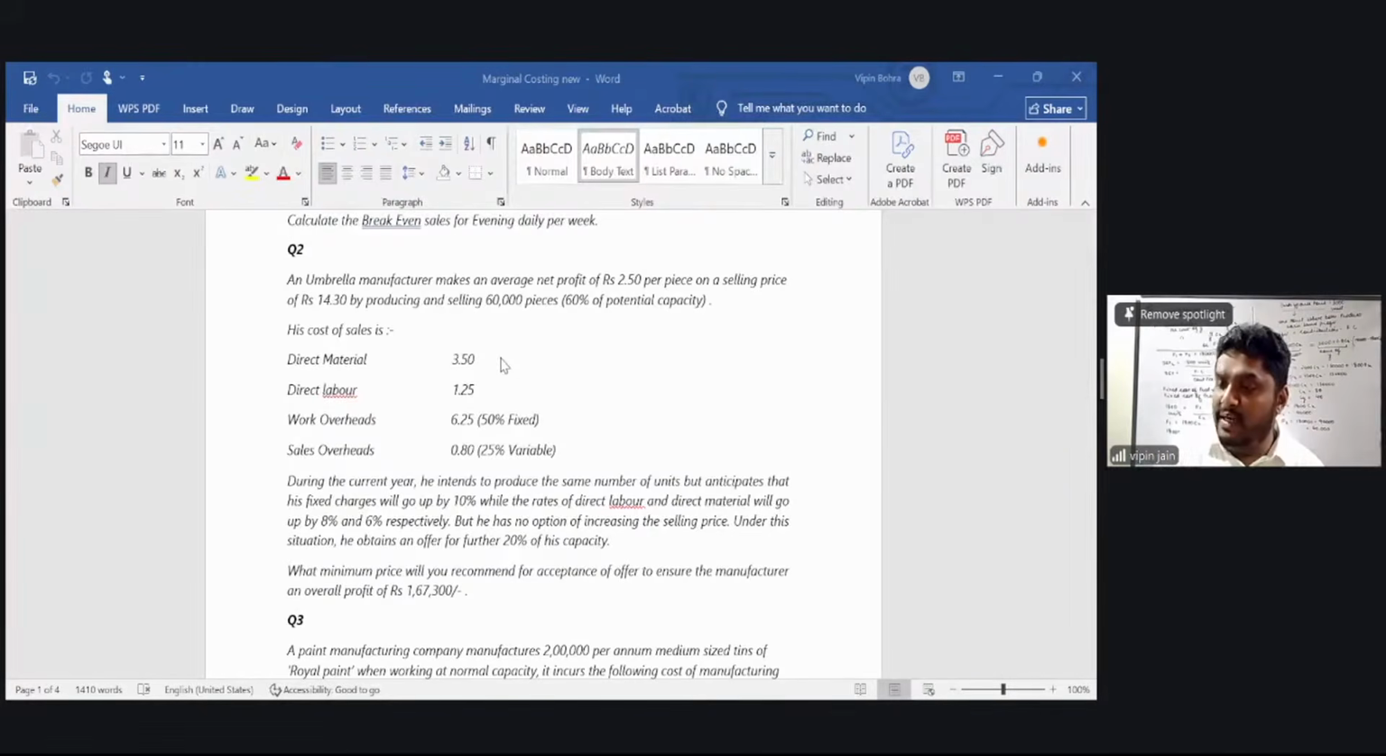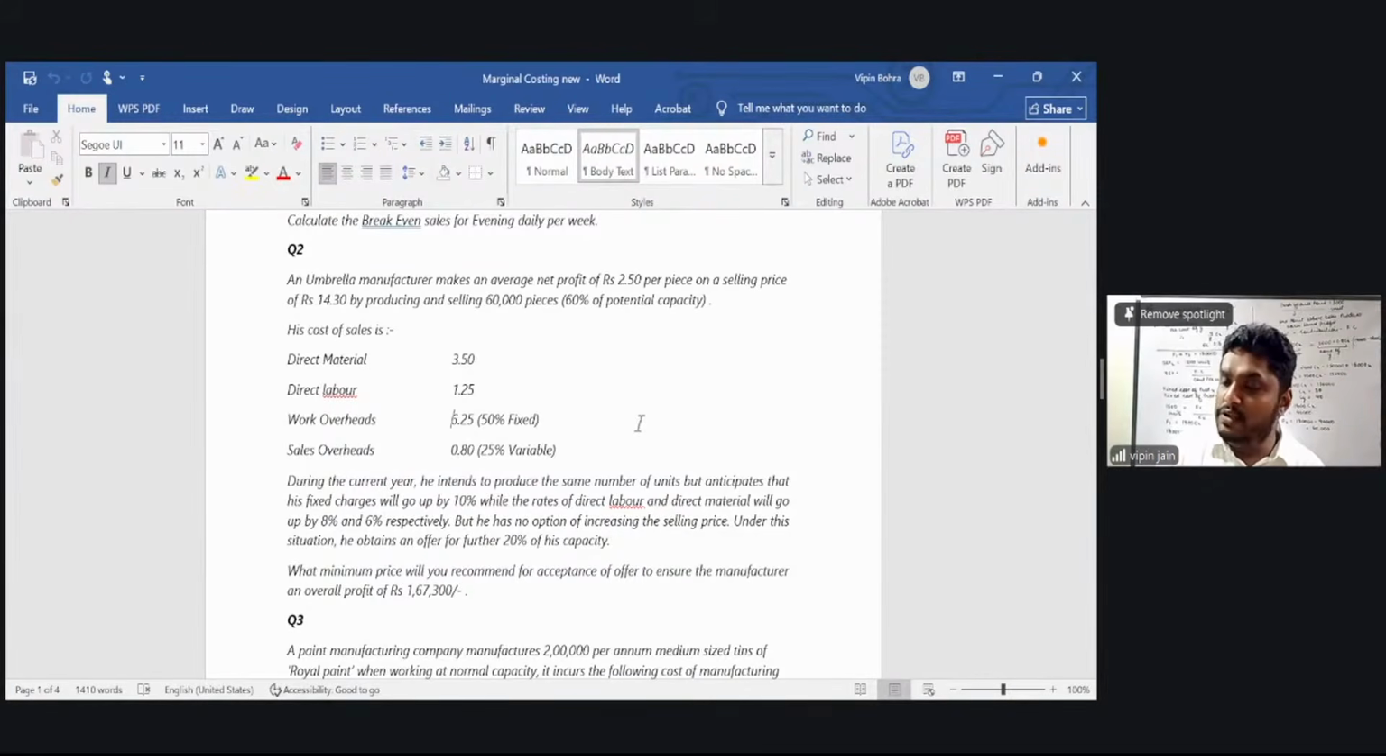Their direct material cost is 3 rupees 50 paisa. Direct labor cost is 1 rupees 25 paisa. Work overheads are 6 rupees 25 paisa, wherein 50% is fixed and 50% is variable. Sales overheads are 80 paisa, wherein 25% it is variable and 75% it is fixed. During the current year, he intends to produce the same number of units.